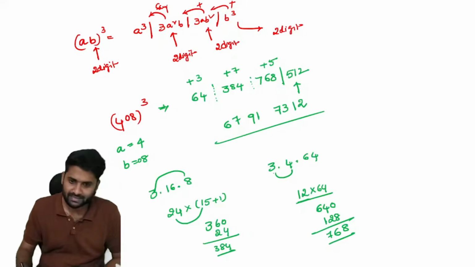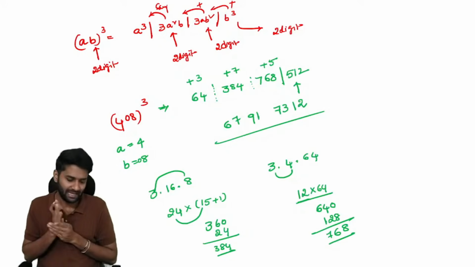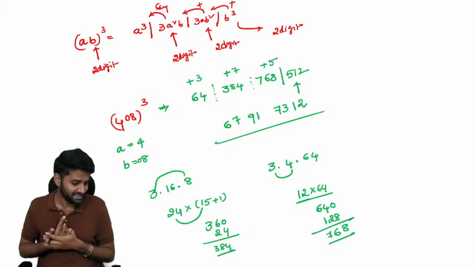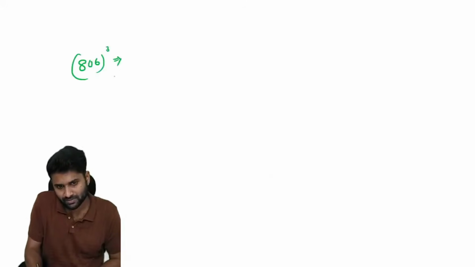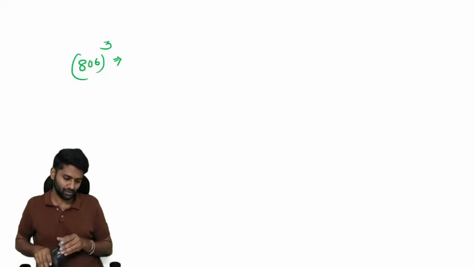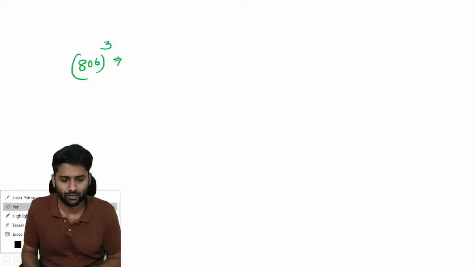67917312. Here the result of 408 cube is 67917312. Let me take the last example: 806 whole cube. Try to answer this question. 806 whole cube. Now, here 8 cube value. What is the 8 cube value?